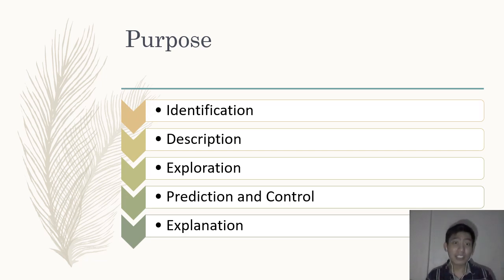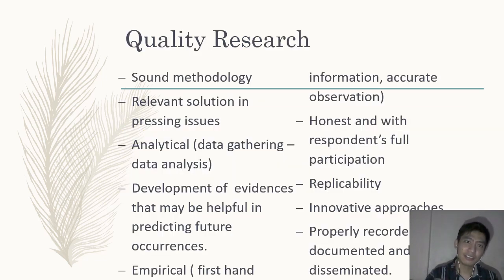And last is to explain. Research explains a phenomenon. Research explains a process that needs to improve or needs to be modified. Quality research. What are the characteristics of quality research?